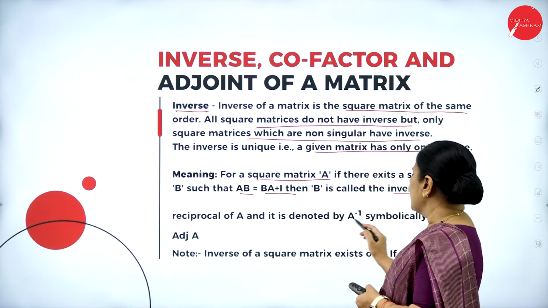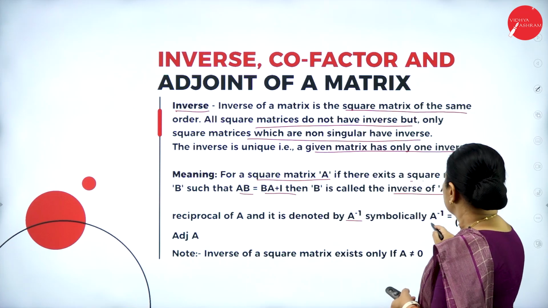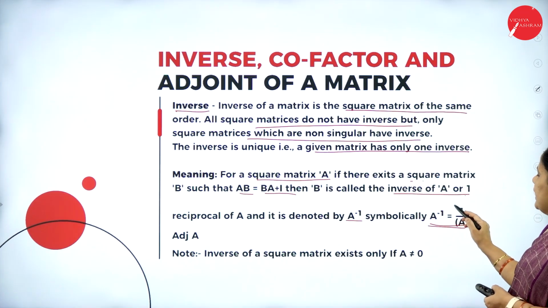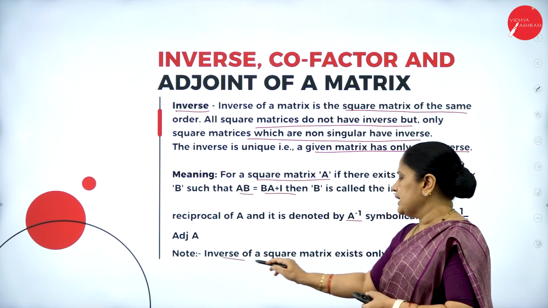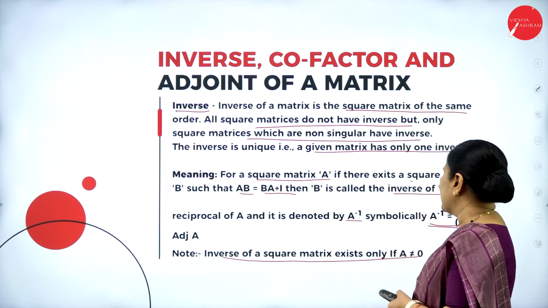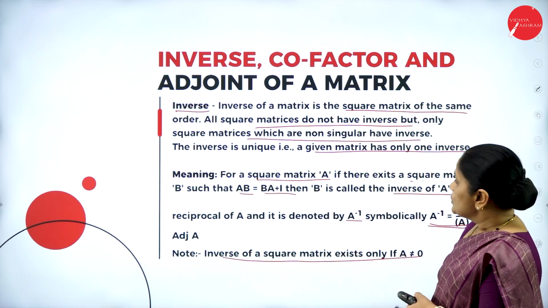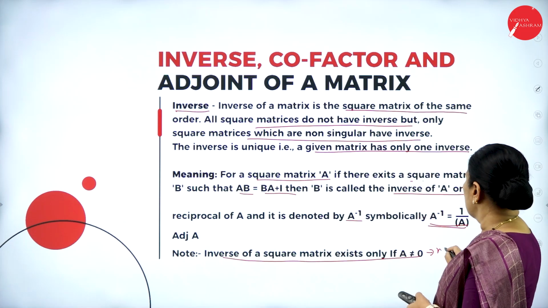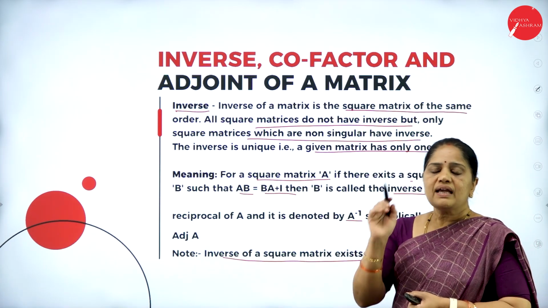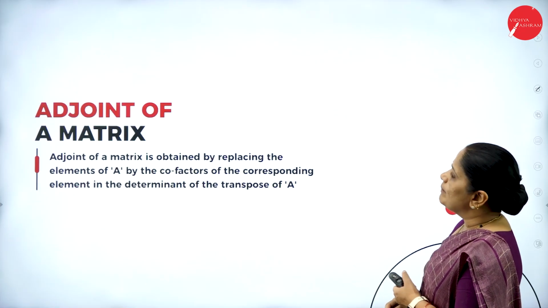So the reciprocal of A is denoted by A to the power of minus 1. Symbolically, it will be A to the power of minus 1 equals 1 by determinant A into adjoint A. Inverse of a square matrix exists if determinant A is not equal to 0. So, if determinant A is not equal to 0, it means it should be a non-singular matrix. If the determinant of a matrix is equal to 0, then we call it a singular matrix.